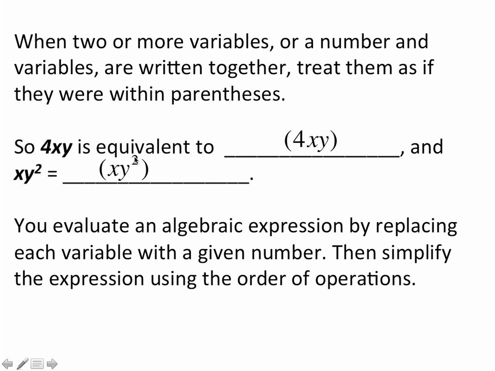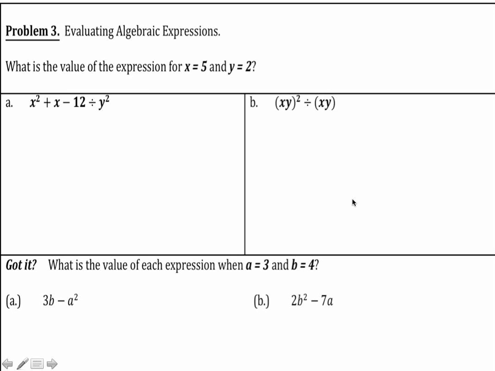I would have to do the y squared, then multiply by the x, and then take that and use it. We evaluate an algebraic expression by replacing each variable with the given number. Then simplify the expression using the order of operations. So, a couple examples. Evaluate the algebraic expression. What is the value if x is 5 and y is 2?